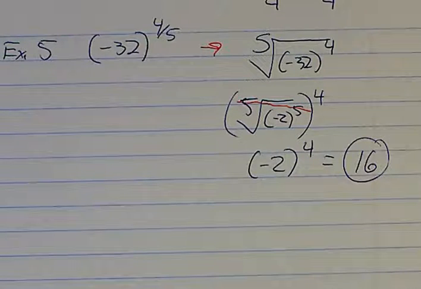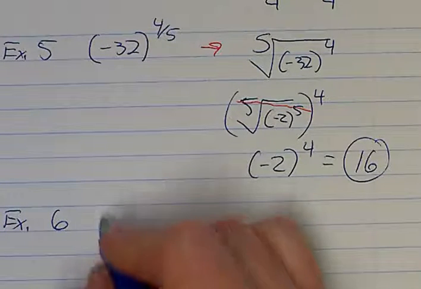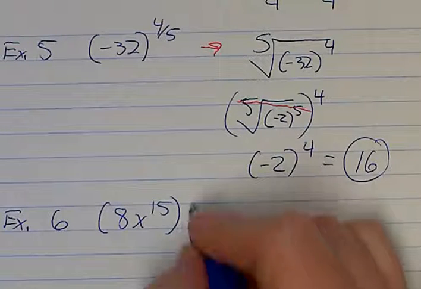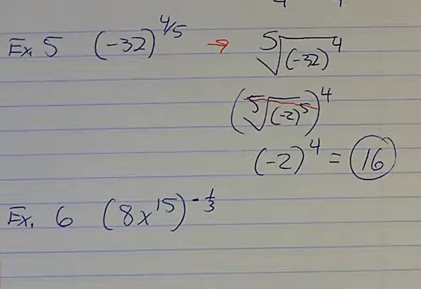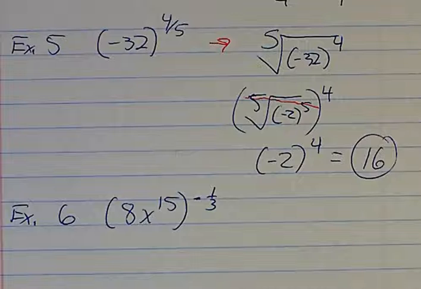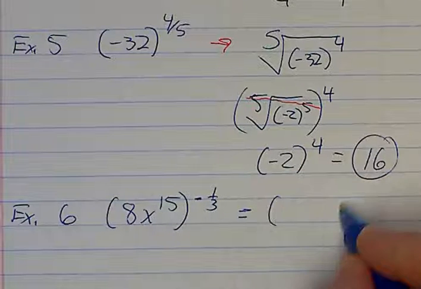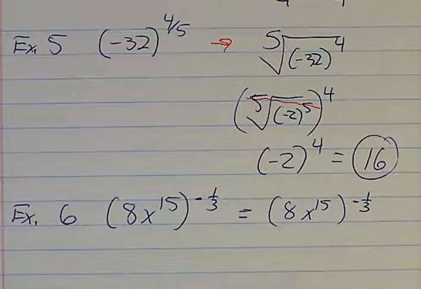Okay, let's do 2 more. 2 more and then we're done. Let's do 8x to the 15th to the negative 1/3 power. Okay, now before we do this one, there's one small thing we're going to do. We've got 8x to the 15th to the negative 1/3 power.